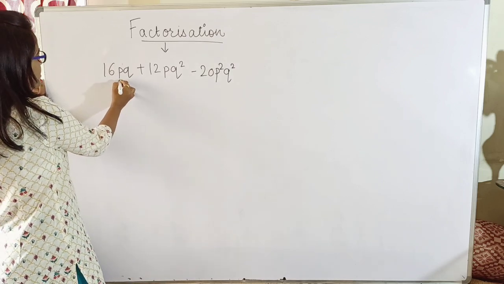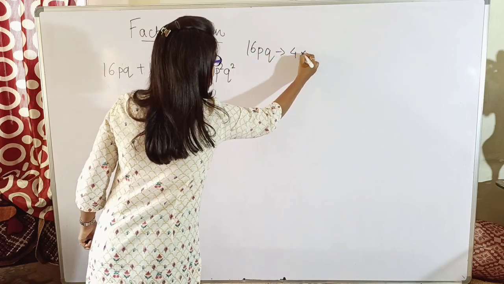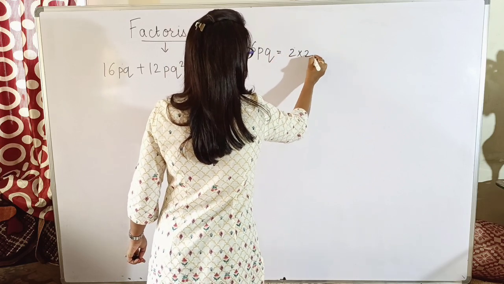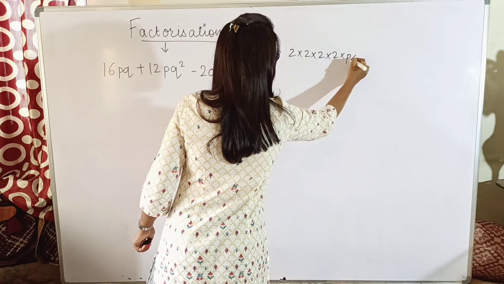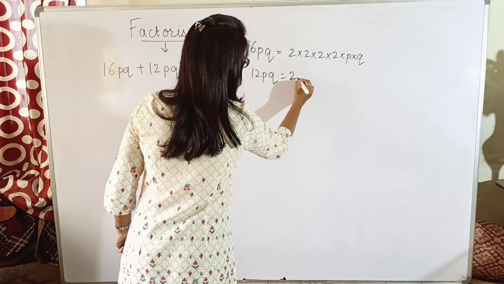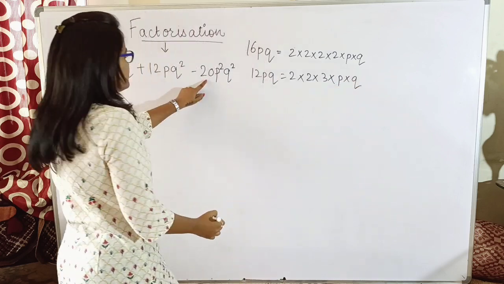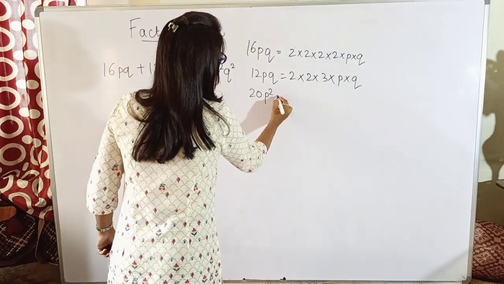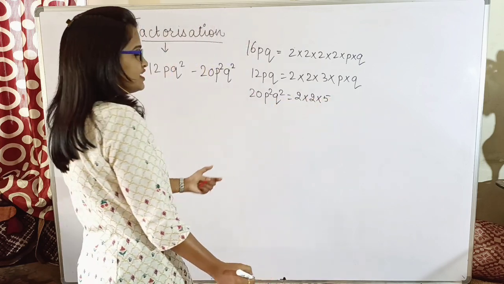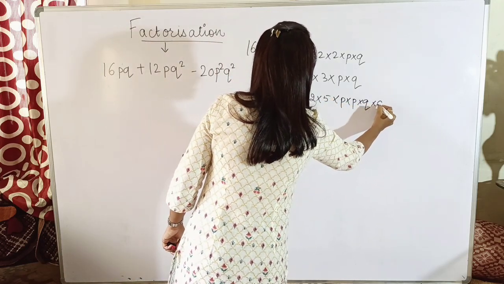So again, 16pq, how could it be written? 16pq could be written as 2 into 2 into 2 into 2 into p into q. Next one, 12pq could be written as 2 into 2 into 3 into p into q. And the third term, 20p²q², 2, 2, 5. You have to write it in terms of product of prime factors. p² means 2 times p, whereas q² means 2 times q.